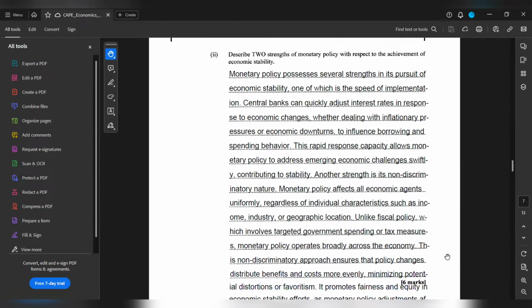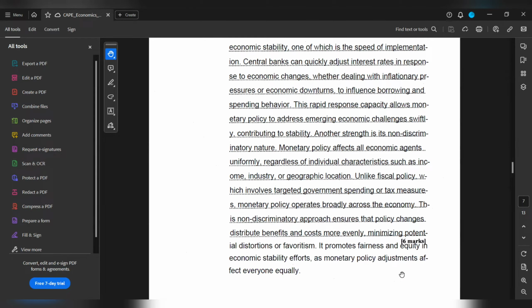This non-discriminatory approach ensures that policy changes distribute benefits and costs more evenly, minimizing potential distortions of favoritism. It promotes fairness and equity in economic stability efforts, as monetary policy adjustments affect everyone equally.